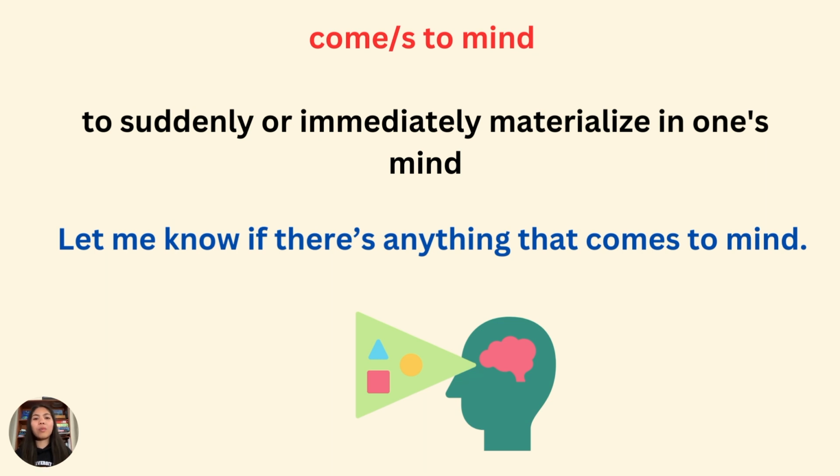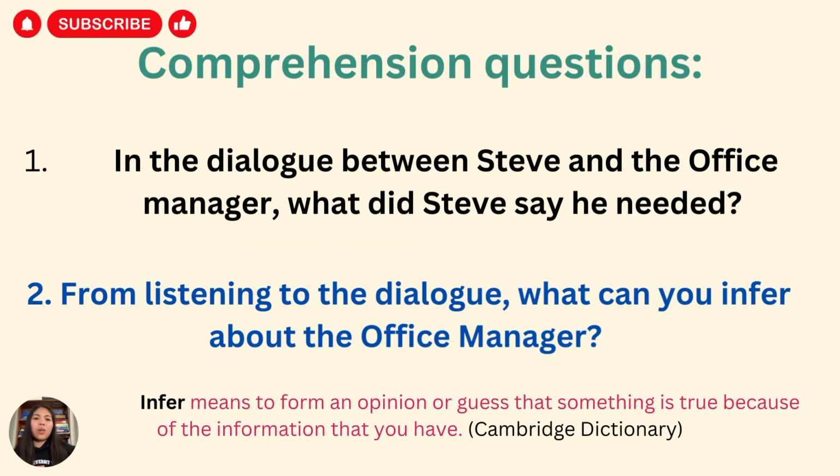Lastly, we have come or comes to mind. It means to suddenly or immediately materialize in one's mind. For example, in the dialogue, the office manager said, "Let me know if there's anything that comes to mind." So she was meaning to let her know if Steve could think of other things that he might need in his office. All right, now it's time to see if you understood any of what the office manager and Steve were talking about.